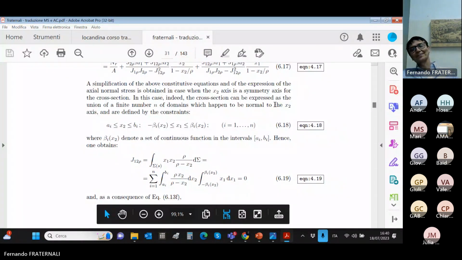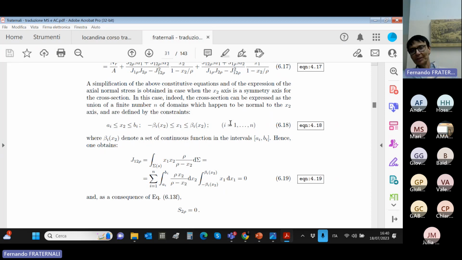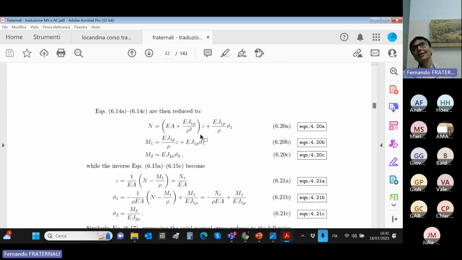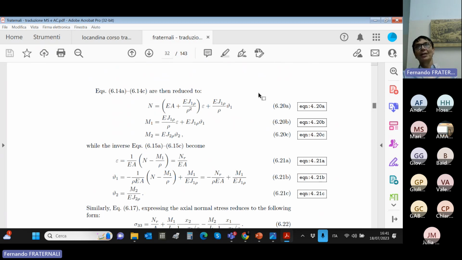So, if we make this assumption, which is true for most of the cross sections that are used in practice, then this J12 goes to 0 because we can show that this is true. So J12 and S2 go to 0. At this point, this is the equation, this is the shape with this simplification.